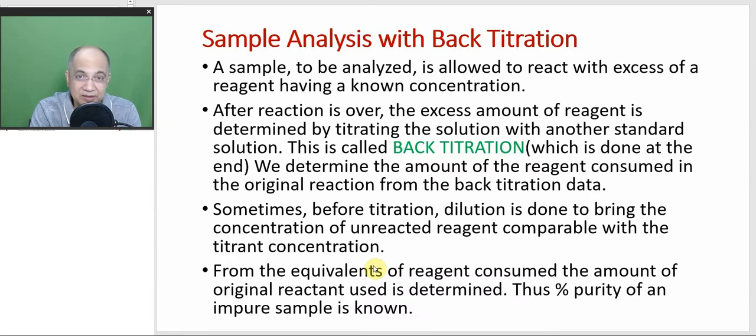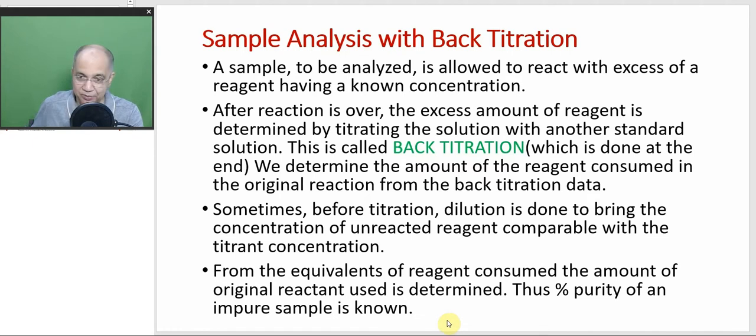And after you do that, you know the number of milliequivalents. You go by the equivalent concept, number of milliequivalents or equivalents of the reagent used. You will also say the same number of equivalents of the original compound in the sample. So you can convert to the mass. If you know its identity, and know the n factor, you can convert to its mass, and then you find the percentage of purity in the sample.